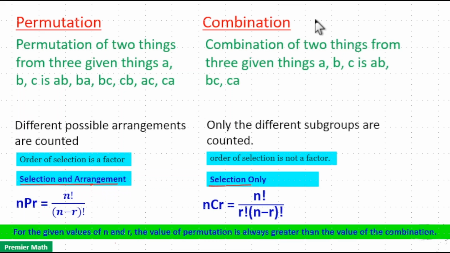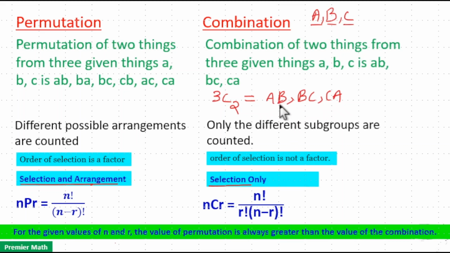For example, consider there are three objects, A, B, C. Now, you are choosing two objects out of these three objects. Then combination for this is equal to 3C2. That is, from this 3, you are choosing 2. Then, combination is AB, BC, and CA. That is, here order doesn't matter. In permutation, order matters. In combination, order doesn't matter.